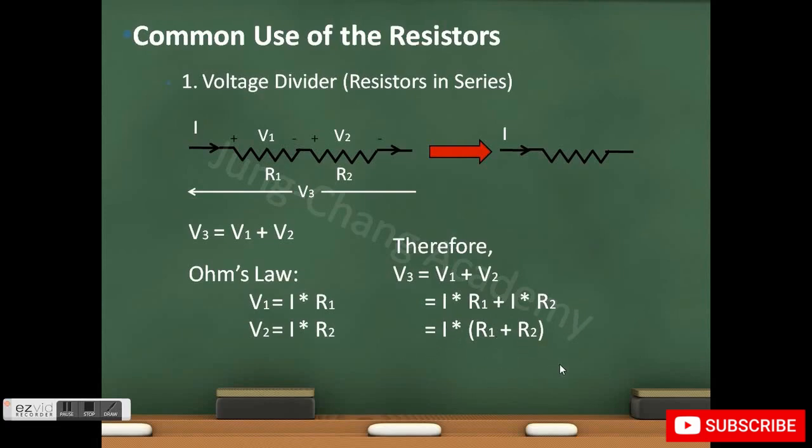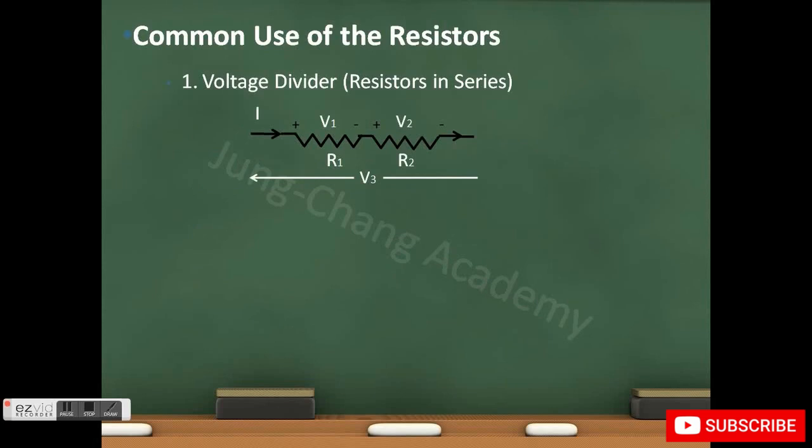If you look closely, you'll see that we now have another equation in the form of V equals IR, where V equals V3, the total voltage drop. R is just the sum of the resistance R1 plus R2, and the current I remains the same. In other words, when you see two resistors in series, you can replace this by a single resistor, and its resistance will be equal to the sum of the two resistors. In fact, this applies to any number of resistors in series.